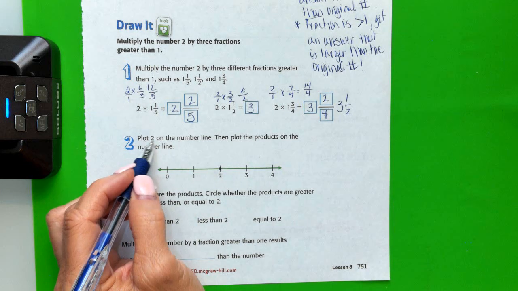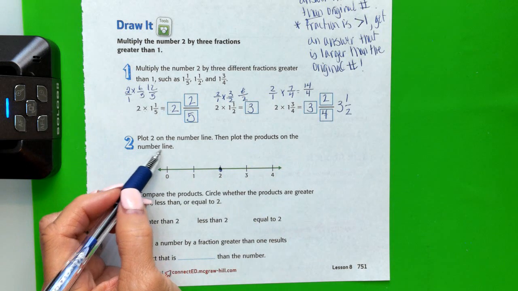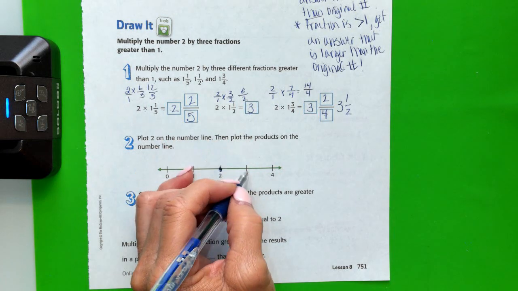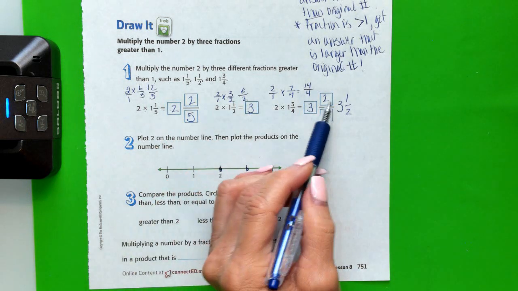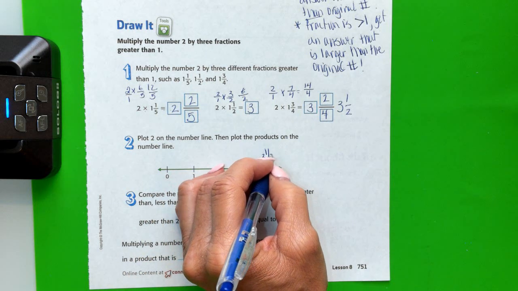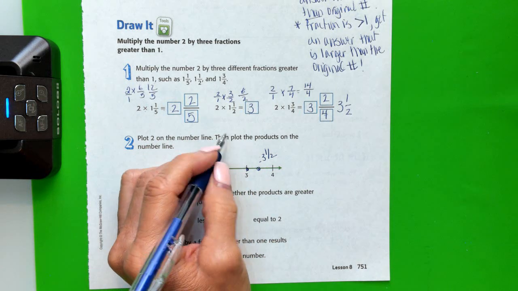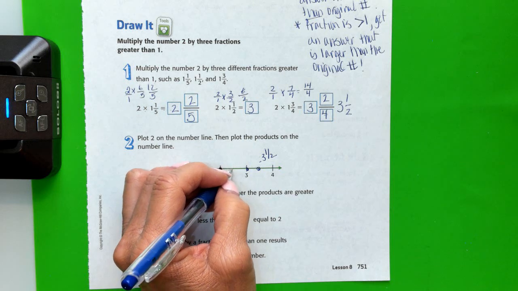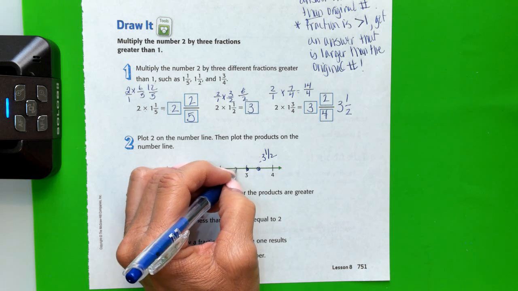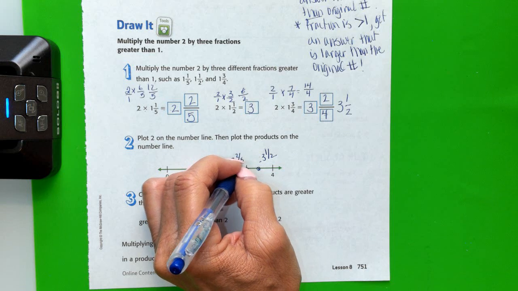So, we're going to plot 2 on the number line. It's here. Then we're going to plot the products on the number line. So 2 2/5. Well, let's plot our whole number, 3. That was easy, right? And 3 1/2. That's also easy. 3 1/2. There's 3. So 2 2/5 is going to be somewhere right about there. 2 2/5.